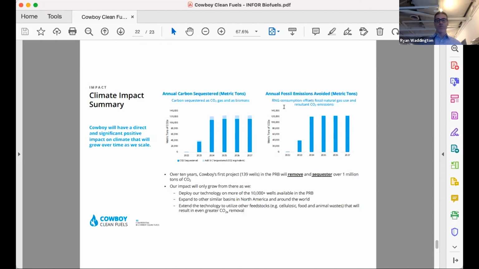There's 1,000 years plus potential to store CO2 in the coal seams of Wyoming.